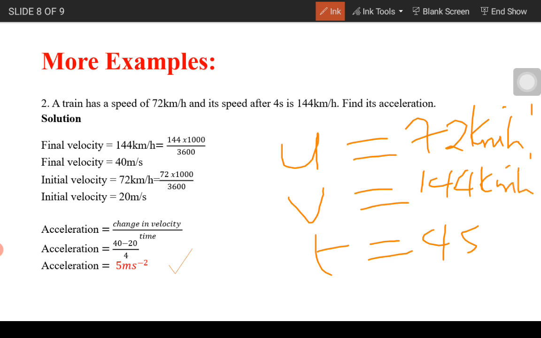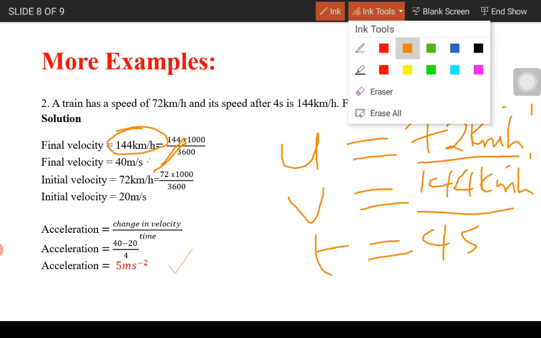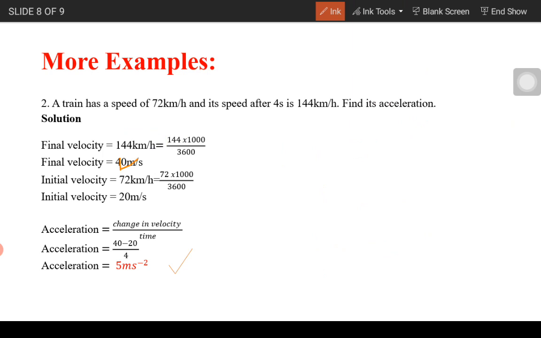So after looking at that, we can now do the needful. Let's convert both of these speeds from kilometers per hour to meters per second. We first convert 144: 144 times 1000 divided by 3600. The mathematics gives you 40. Then we also do the initial and we get 20. Then we substitute, and finally we get our answer there.